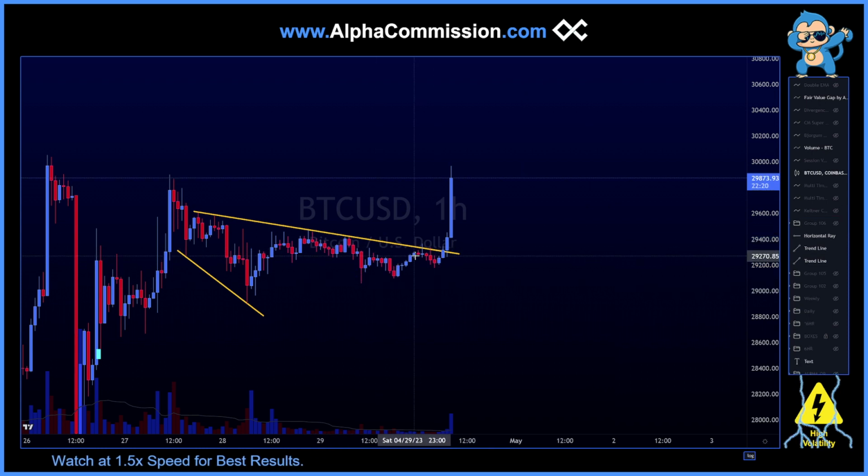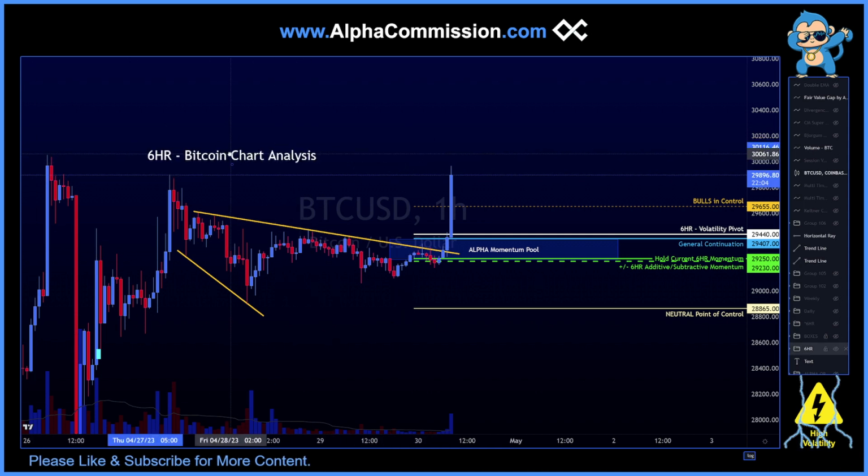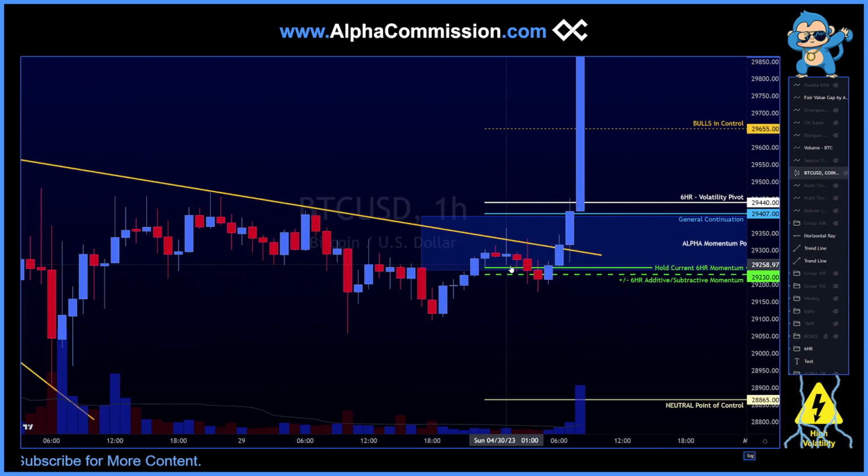What we're looking for is a flip on the top side and then a pump, right? And that's exactly what we got. Now, if we throw on our old 6 hour levels, what you can see is that we respected them to the dollar accuracy. Look at this, guys. Let me just zoom in.